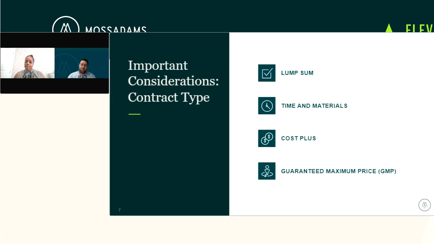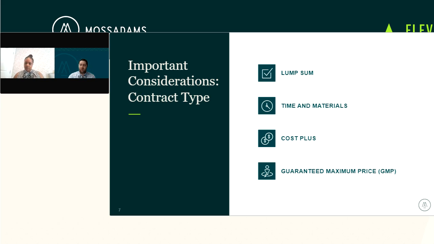Then some important considerations when it comes to payment applications. Contract type has a big effect on what you can expect from a payment application standpoint, from an invoice. There are four main types we see: lump sum, time and materials, cost plus, and guaranteed maximum price. I'd say the most common we see is either lump sum or guaranteed maximum price.